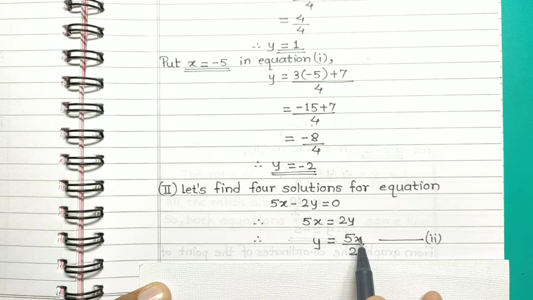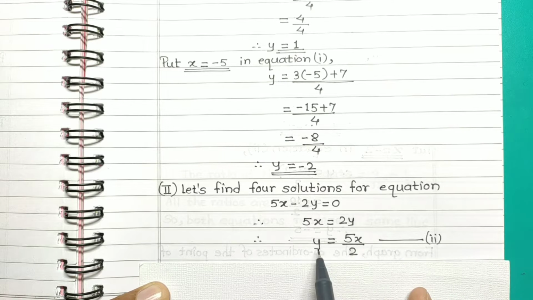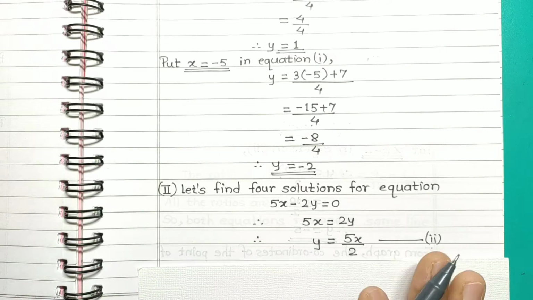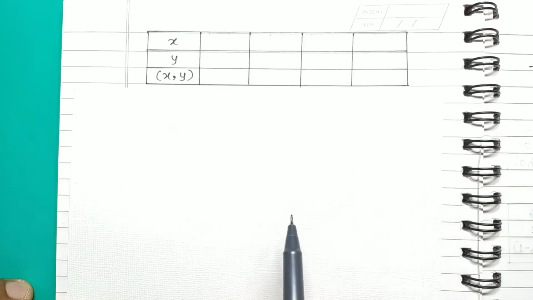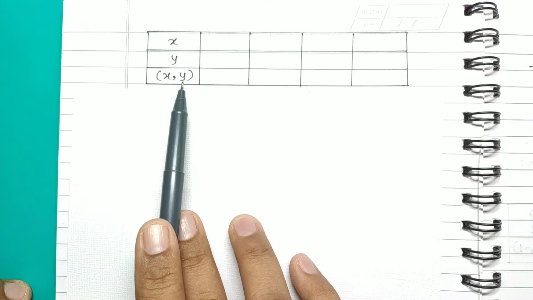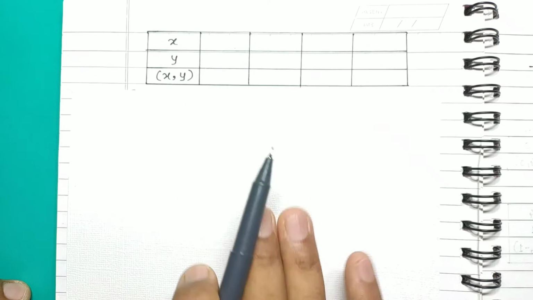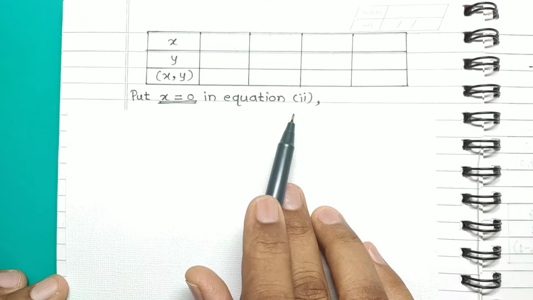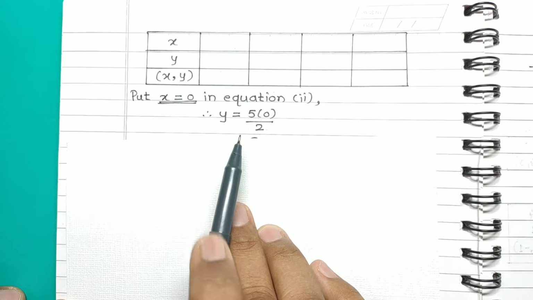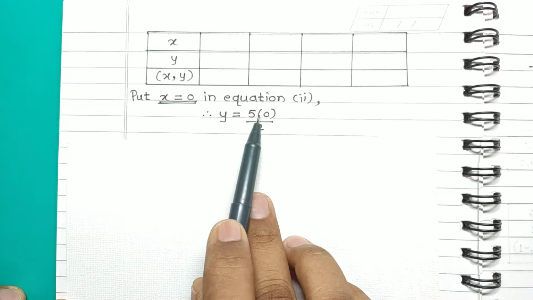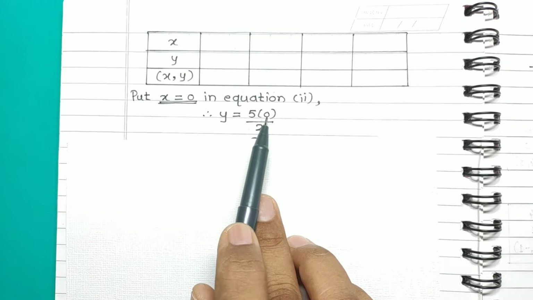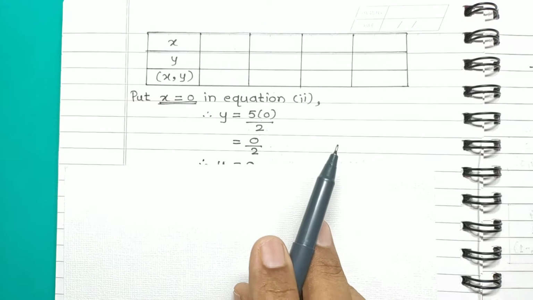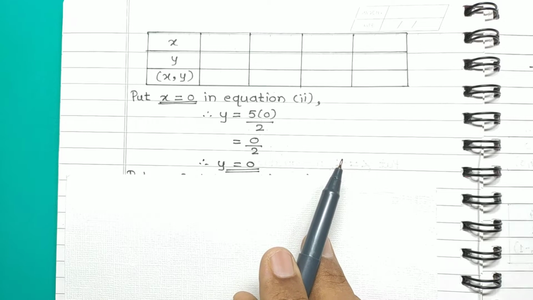Now by substituting various values of x, we can find corresponding values of y to get ordered pairs. So let's tabulate values of x and y as ordered pairs. Now put x is equal to 0 in equation 2 to get y is equal to, substituting x is equal to 0 here, we have 5 into 0 upon 2. So it is 0 by 2 and therefore y is 0.